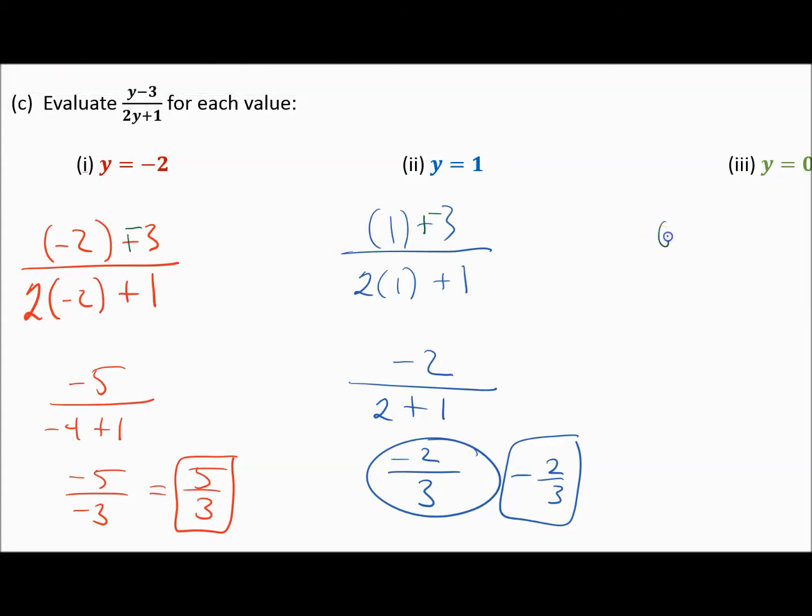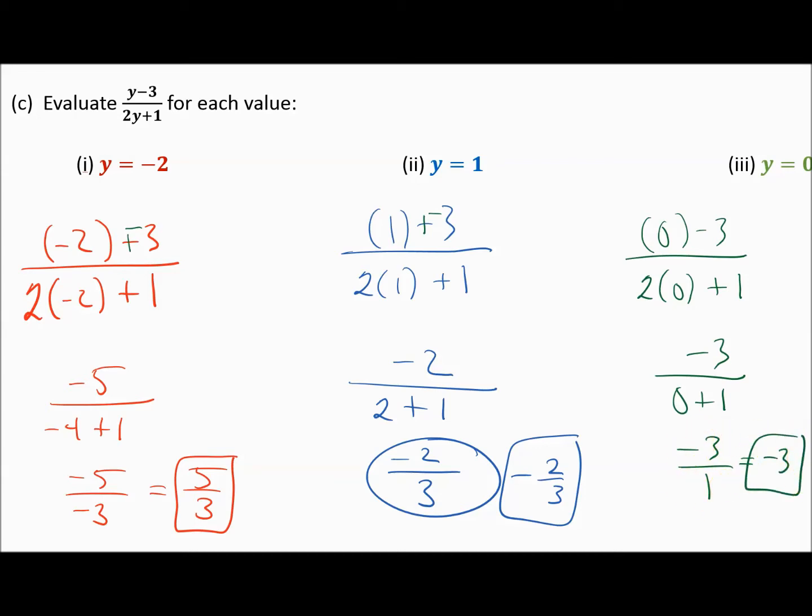So I have 0 subtract 3 divided by 2 times 0 plus 1. 0 minus 3 is negative 3. 2 times 0 is 0 plus 1 is 1. That's negative 3 divided by 1. And whenever you divide by 1, you just get the number back. Negative 3 divided by 1 is negative 3. So completely simplified, that answer is negative 3.